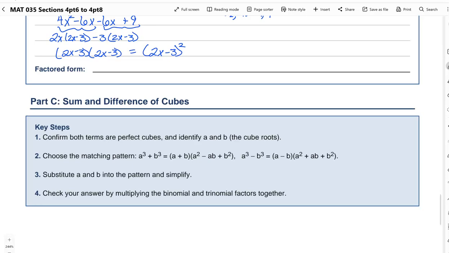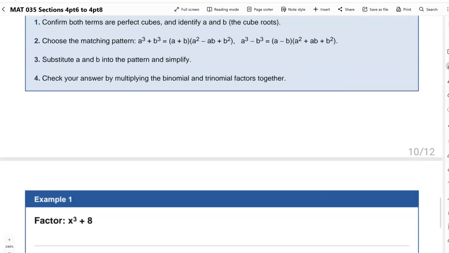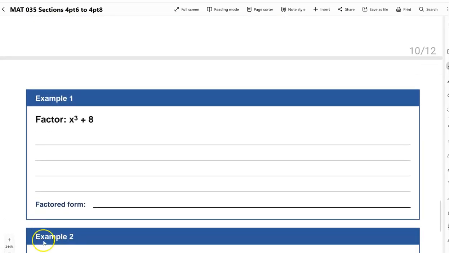Sum of cubes is a cubed plus b cubed. So I've got a binomial here. And it's going to factor into a plus b times a squared minus ab plus b squared. So let's look at the first one. We have x cubed plus 8. So I'm going to view this as x cubed plus 2 cubed. So I'm using the sum formula. So a cubed plus b cubed is a plus b, a squared minus ab plus b squared.